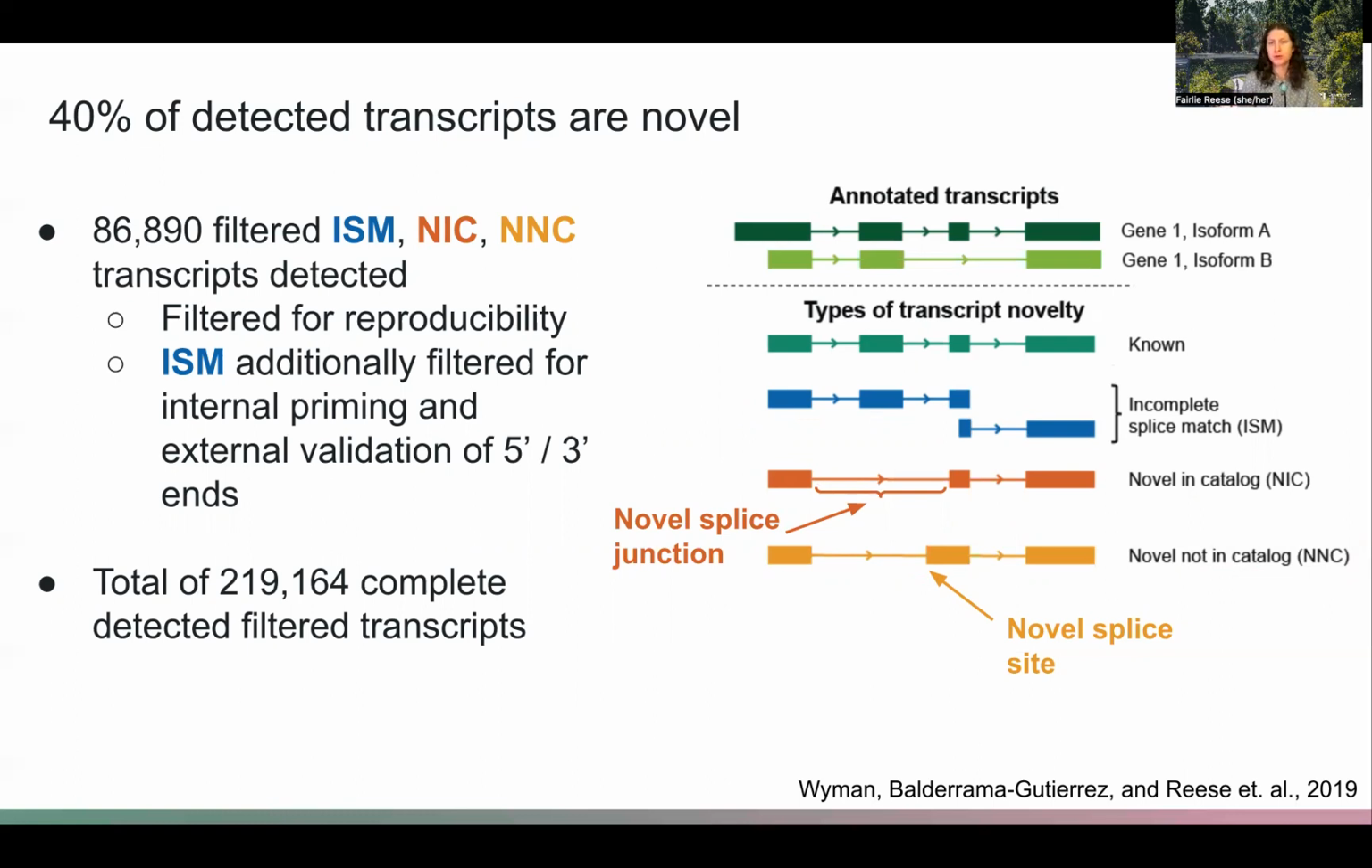All of our novel transcripts are filtered for reproducibility, but the ISMs are subject to a bit more scrutiny because they are oftentimes just the product of degradation or incomplete sequencing through a molecule. In the case of ISMs, not only are they subject to reproducibility filtering, but we also filter them on the basis of internal priming. And we require that the 5' and 3' ends of these transcripts have external validation from CAGE or PAS-seq. Altogether, this means that we find about 86,000 novel transcripts for a total of around 220,000 complete detected filtered transcripts, including both our known and novel.